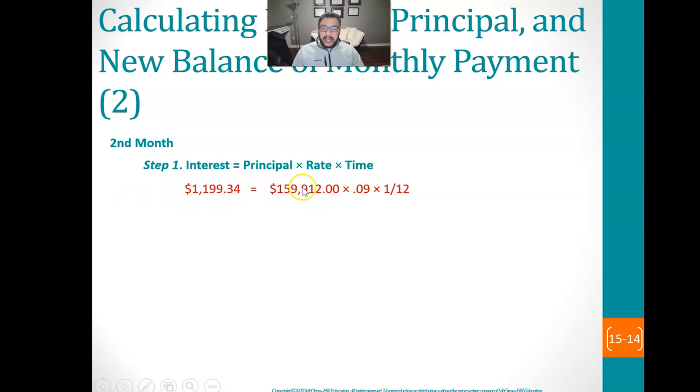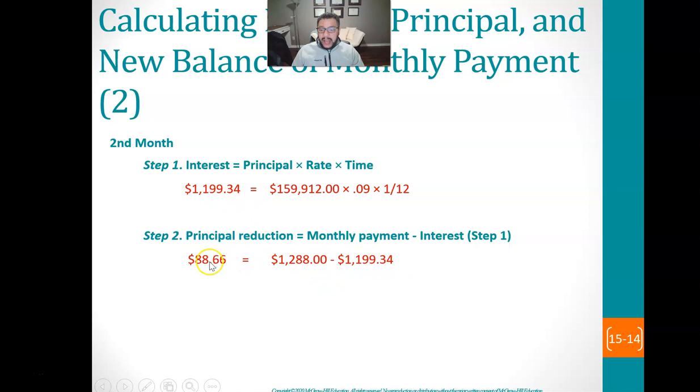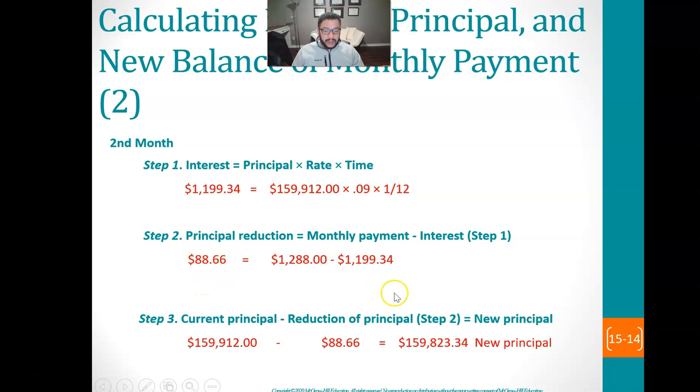Now, for our second payment, we've got to figure out interest based upon that new balance, right? So same formula, 9%, 1/12, because it's one payment out of the 12 payments in a year. So 1 divided by 12 times 0.09 times 159,912 is $1,199. So our interest is a little bit less this time, right? But our payment is still $1,288. So we subtract our interest from that, and we add 66 cents to the principal payment this time. So we subtract that from our balance, and our new balance is $159,823. Over the course of two payments, we still basically owe $160,000.